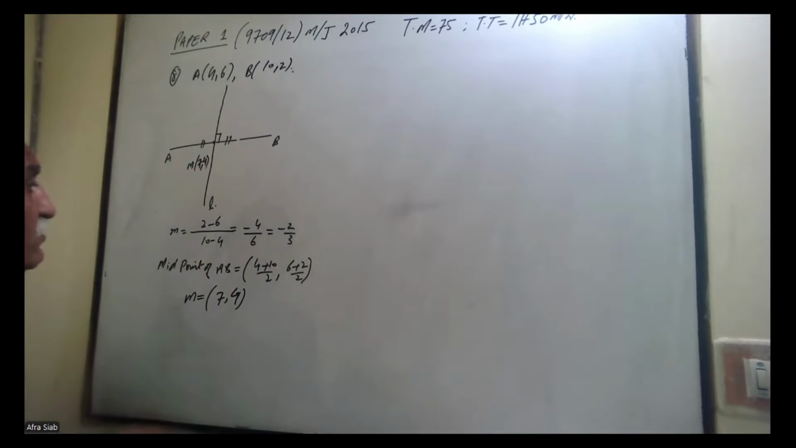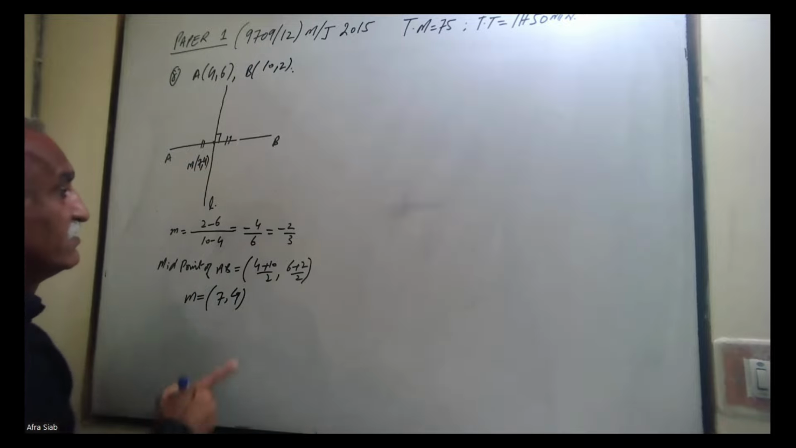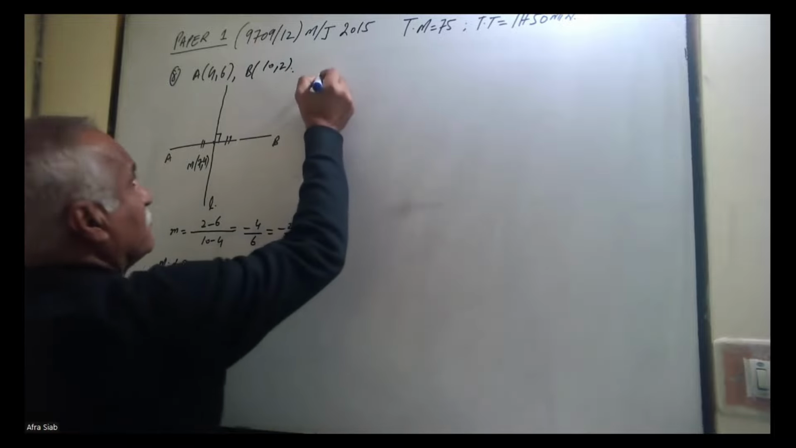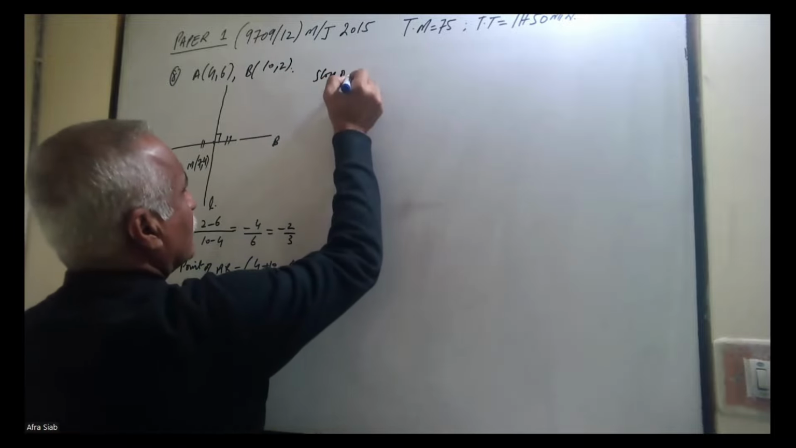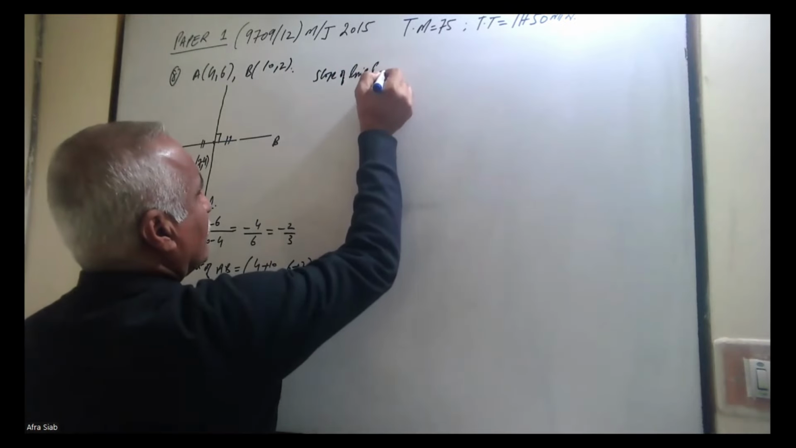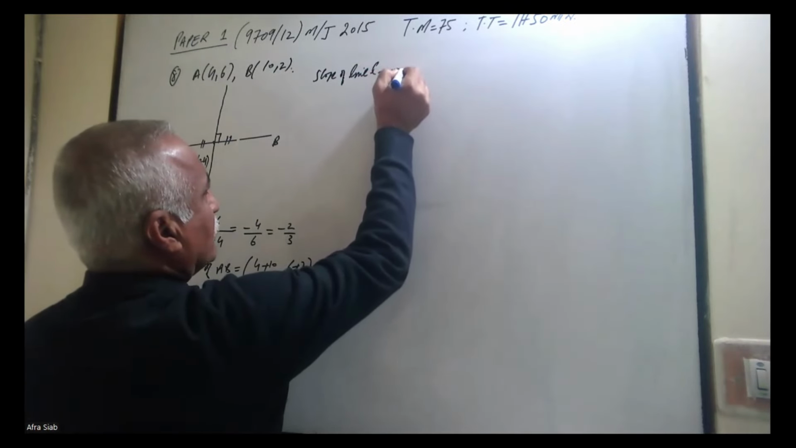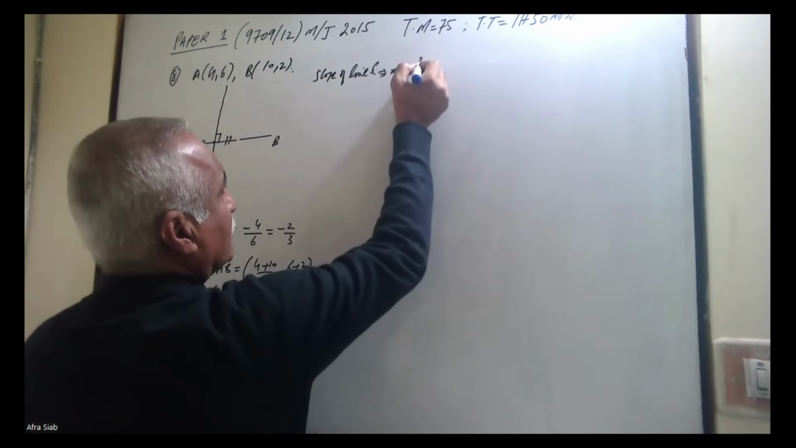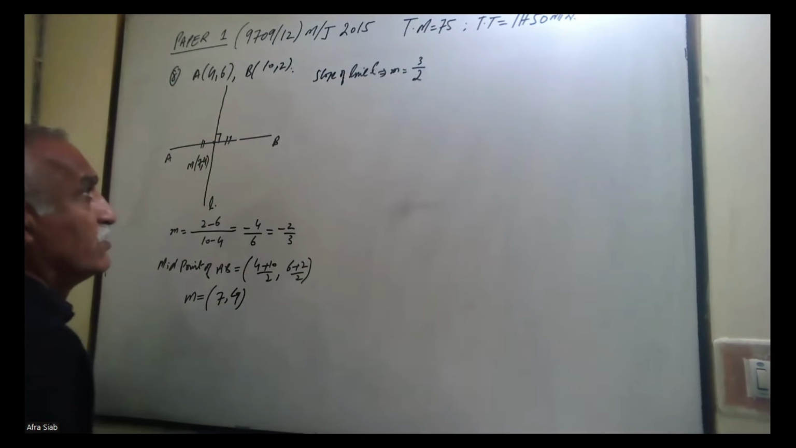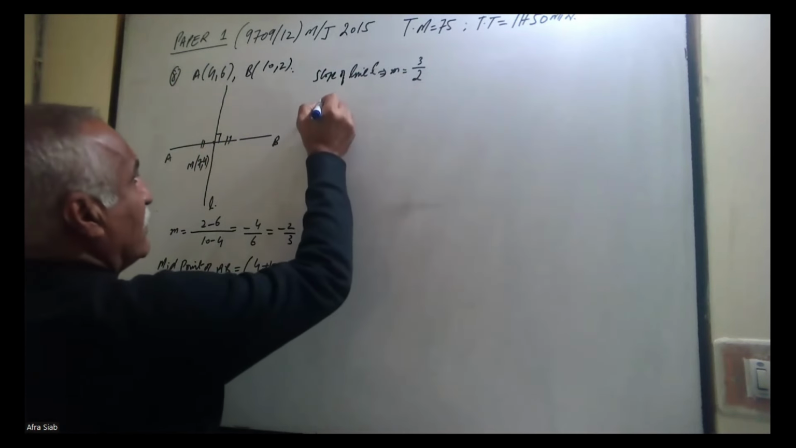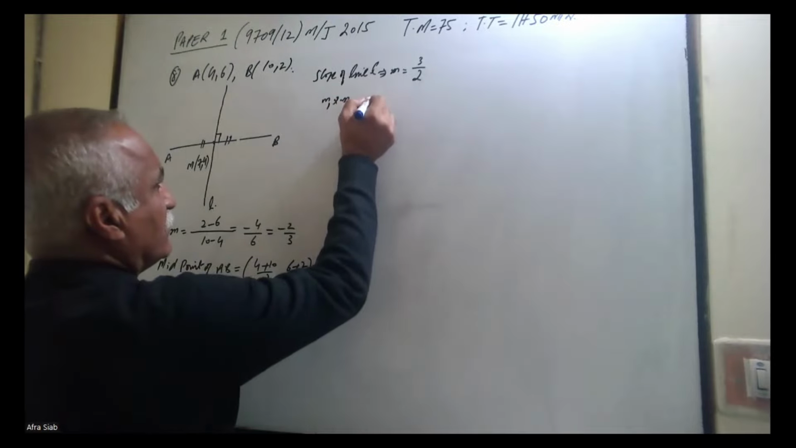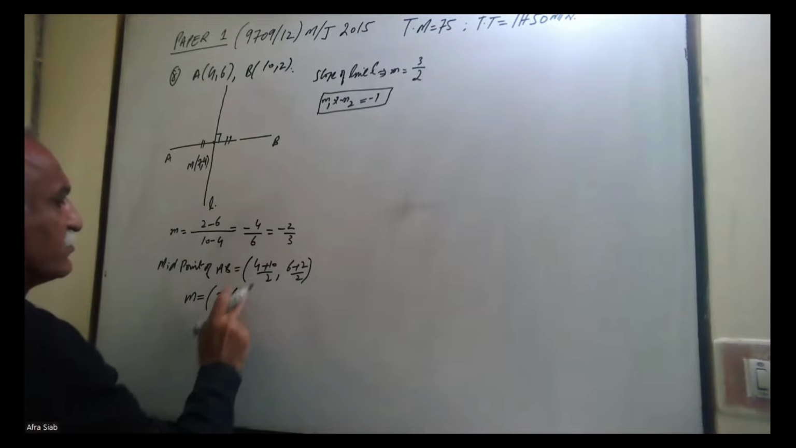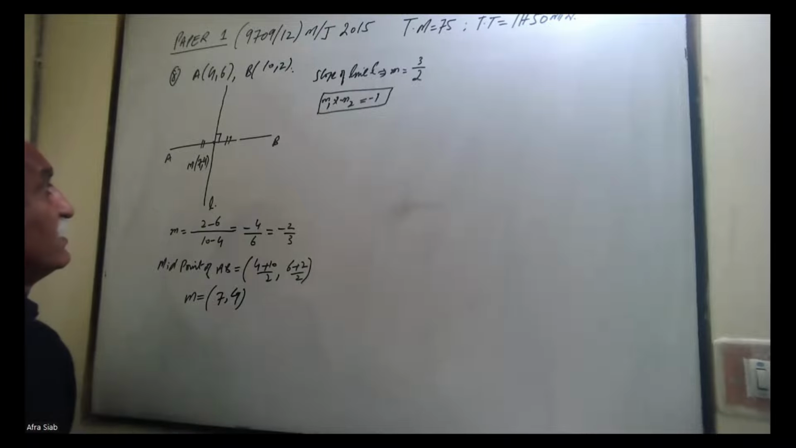Now you have to find the equation of this perpendicular bisector. Because the slope of AB is minus 2 over 3, the slope of line L is 3 over 2, because it is perpendicular to that, using the property that M1 times M2 is equal to minus 1. Now you know the slope and the point it passes through, so we can find the equation of this line L.